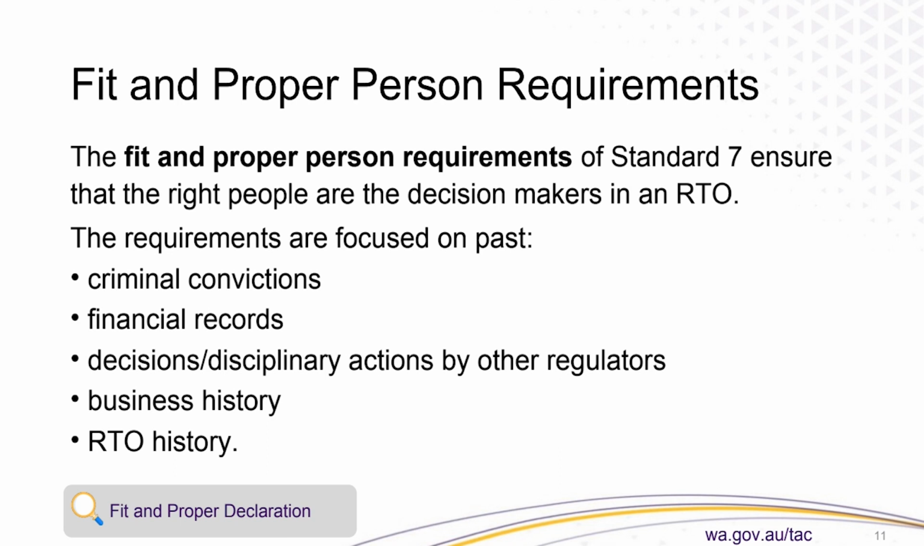This is part of Standard 7, and it's really about making sure that the right people are decision makers in your organisation. So there are some minimum requirements that have to be met, and a lot of those requirements are focused on things that have happened in the past. So they will look at past criminal convictions, financial records, decisions or disciplinary action that has been taken by either this regulator or other regulators. They will look at the business history, and they will look at the RTO history. And they look at all of that information to then make a decision and say, has this organisation got the right people in place to make good decisions for them?